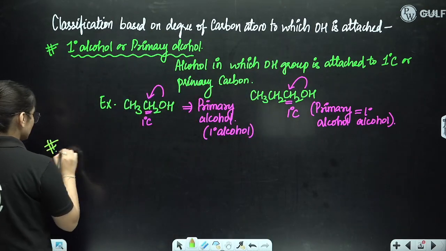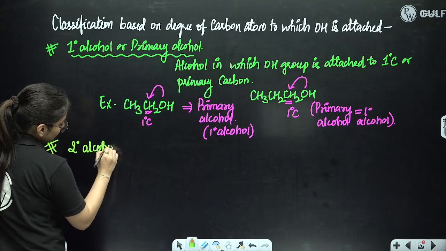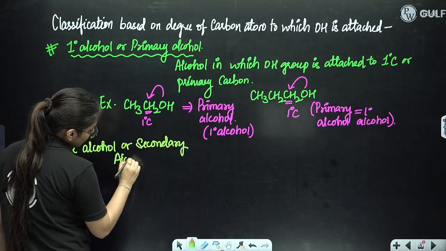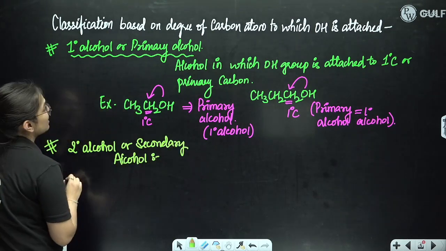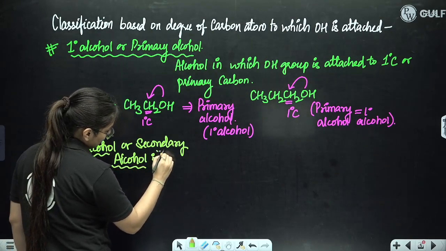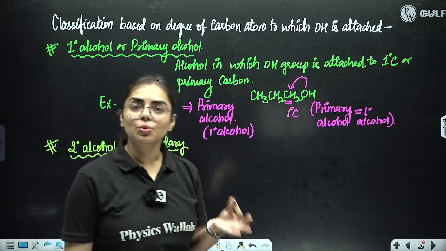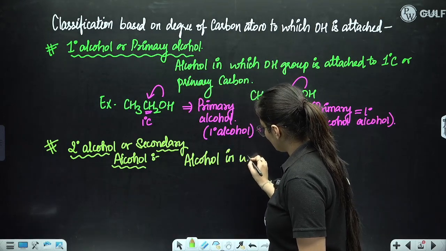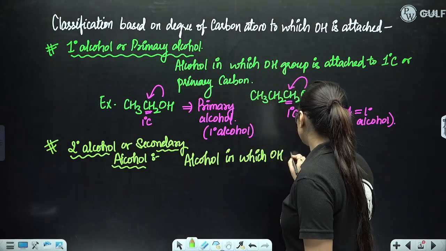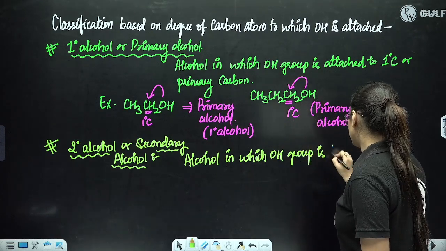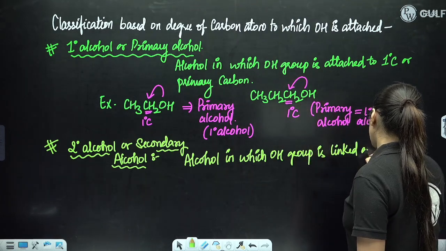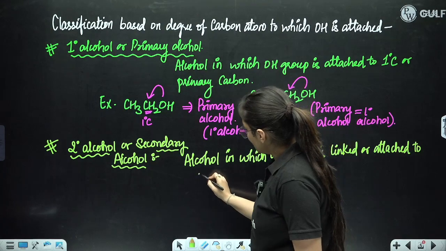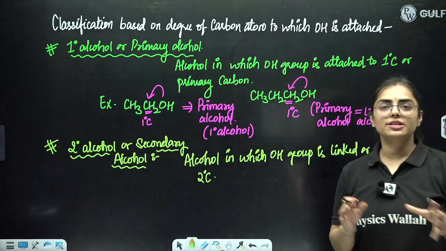Now let's do secondary alcohol, or 2 degree alcohol. What is a secondary alcohol or a 2 degree alcohol? Let's understand this now. It is an alcohol in which the OH group is linked or attached to a 2-degree carbon. Okay, where OH is attached to a 2-degree carbon.